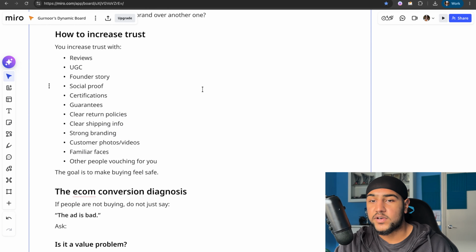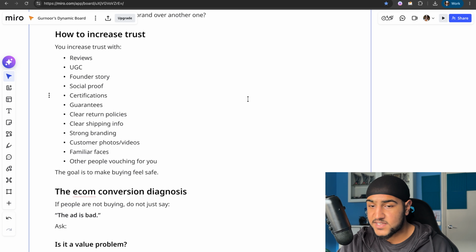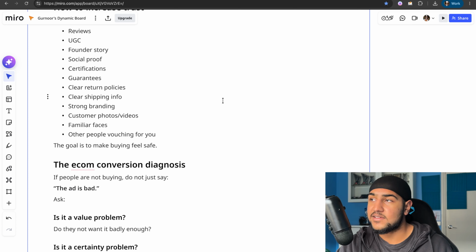Okay, how to actually increase trust. You can do reviews, UGC, founder story, one of the best. It's literally one of the best things, okay? Social proof, certifications, guarantees, clearer return policies, clear shipping info, strong branding, customer photos and faces, familiar faces. If you can obviously leverage someone they already know in the industry who can actually come in and just, I guess, promote your product, right? Or just stand by your product. That is really, really good.